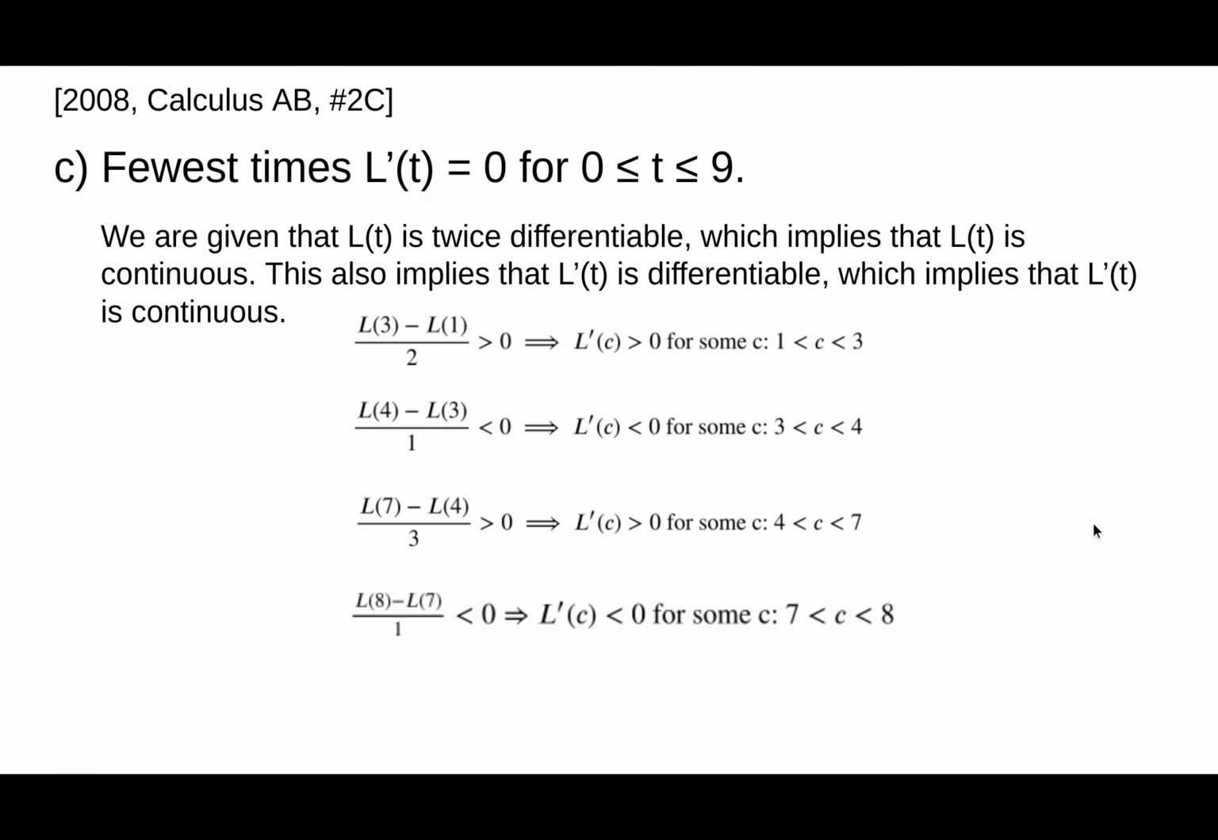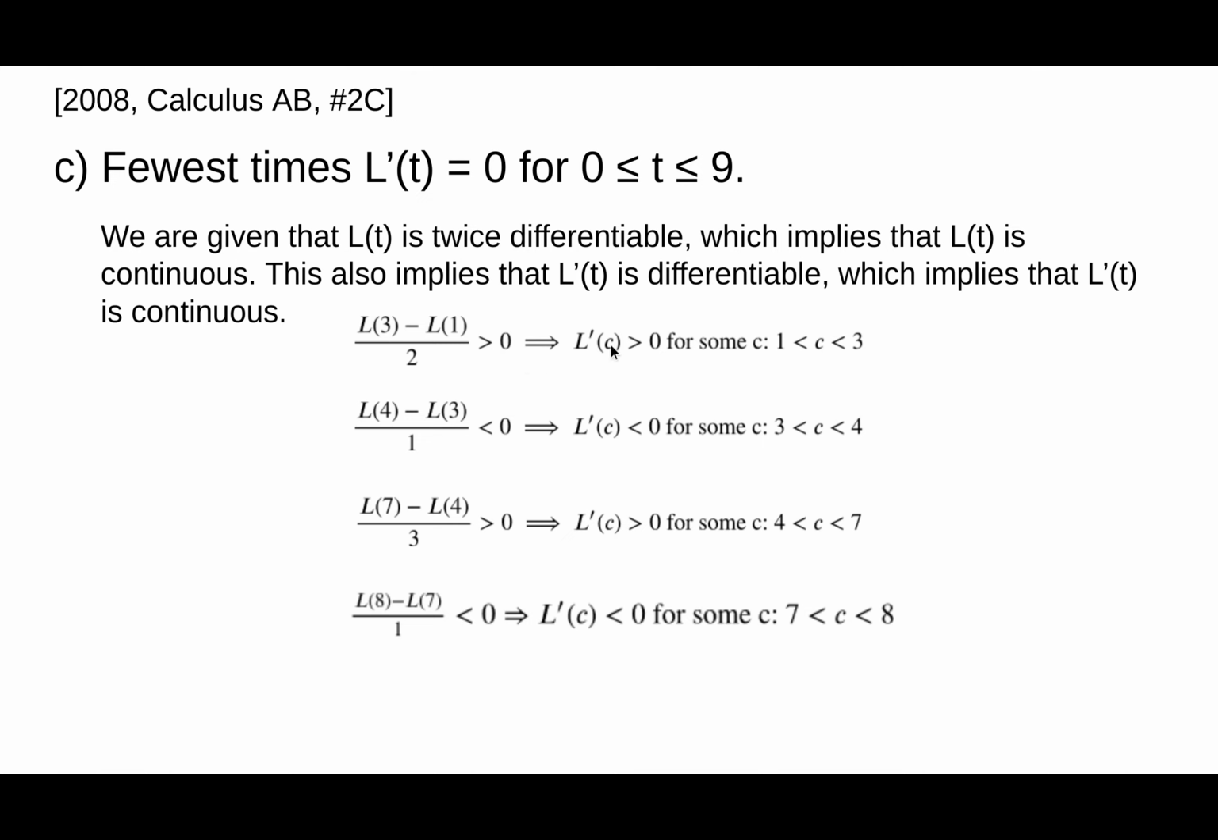All right, so those four statements are all justified using the mean value theorem, which we don't have to name. We basically just have to do the work to show what's going on. But to conclude the fewest number of times that L prime of t could equal 0, now we're switching gears and using the intermediate value theorem.